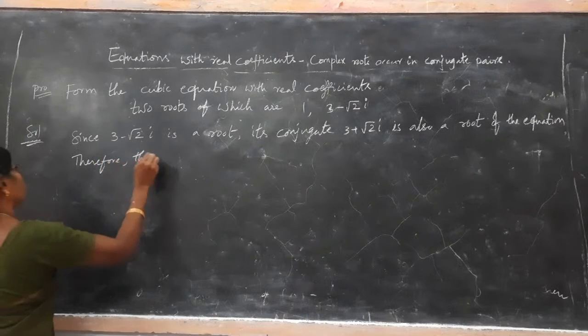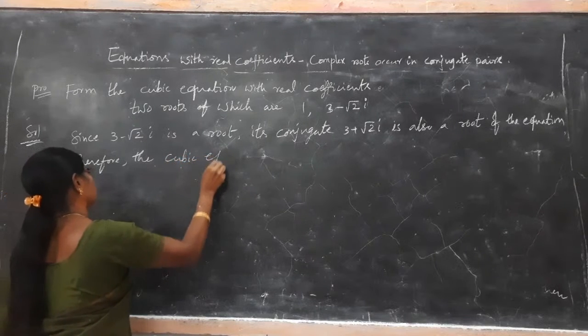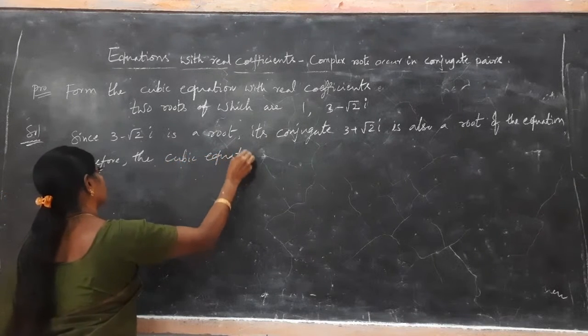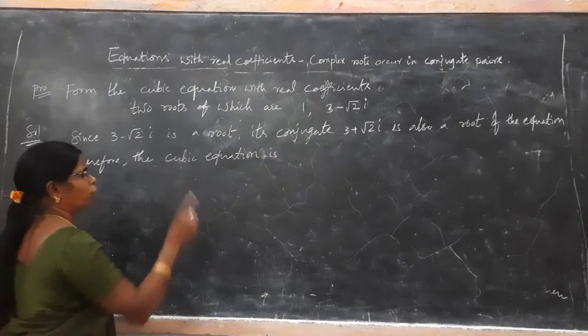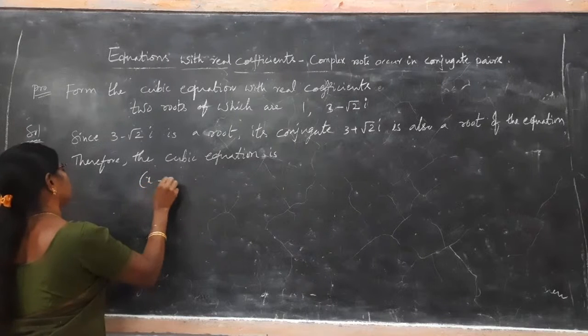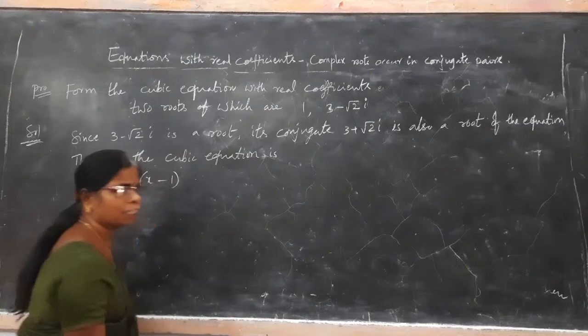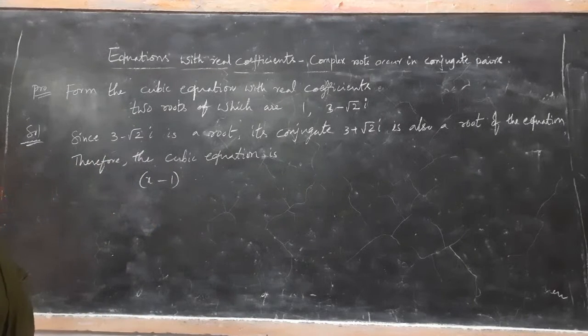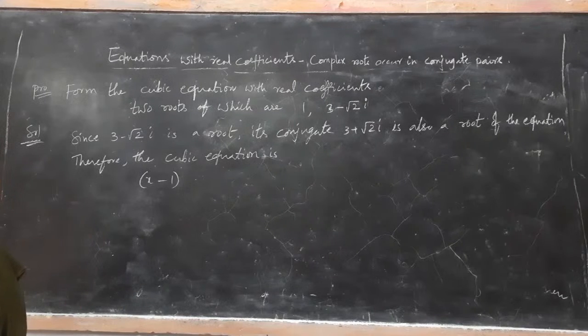The polynomial, the cubic equation is: one root is given, so x minus 1. Okay, if alpha 1 is a root, then x minus alpha 1 is a factor. Okay, if we know the root we can write the factor, and if we know the factor we can write the root.